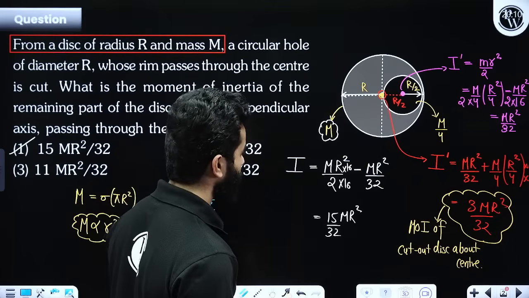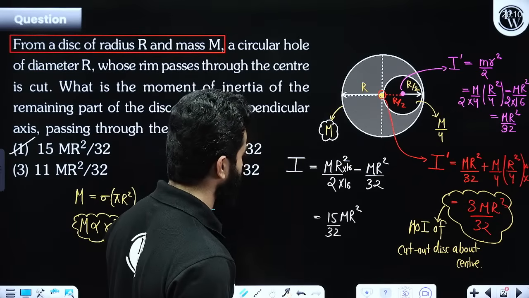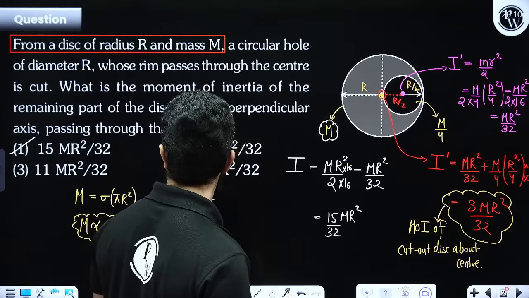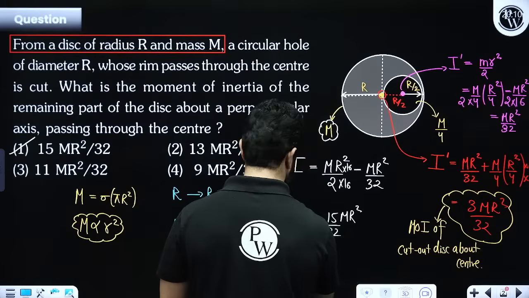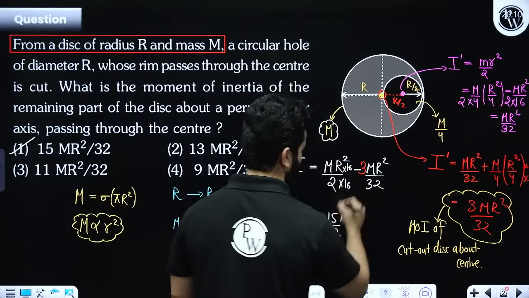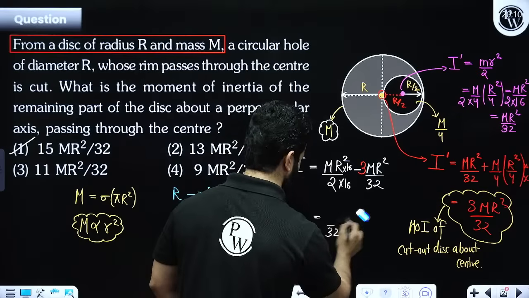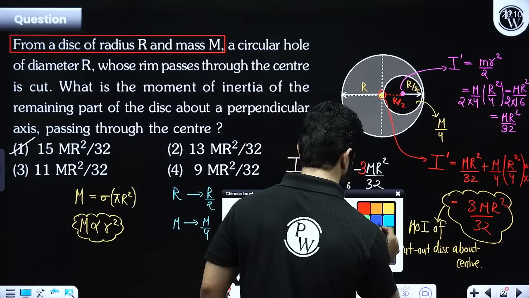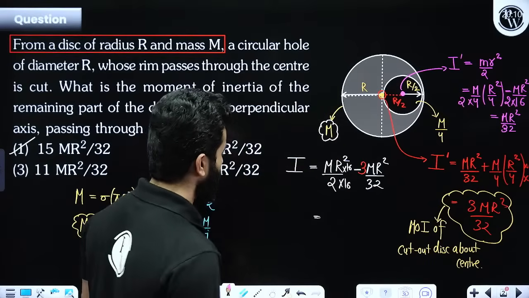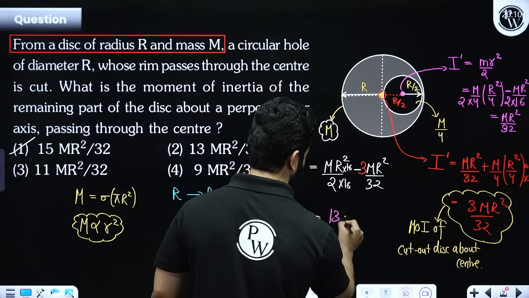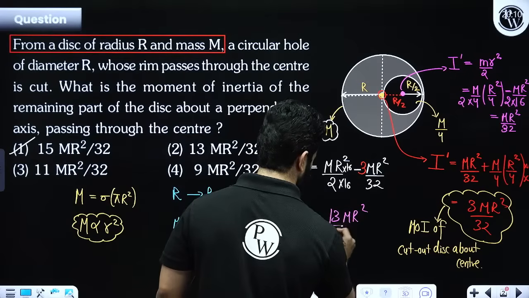we have done some mistake, yeah? You have done some mistake. This is going to be 3 mr square by 2. Oh ho, this is going to be 3 mr square by 2. So this is going to become silly mistake. First question and silly mistake. Very bad. This is 3 by 32 mr square. Na? So this is going to become 13 mr square by 32.